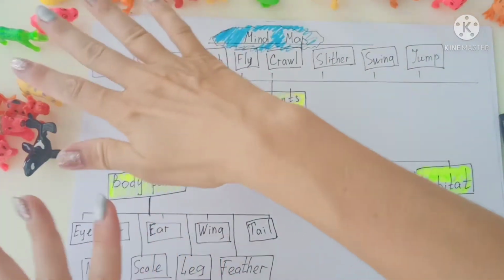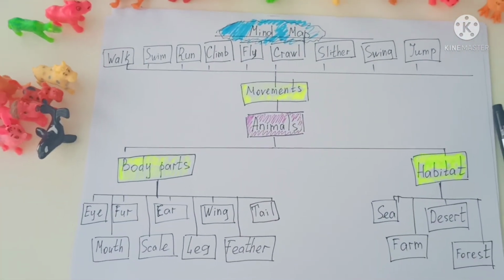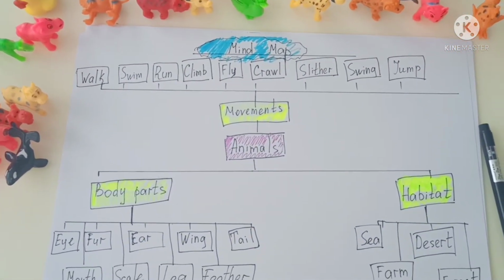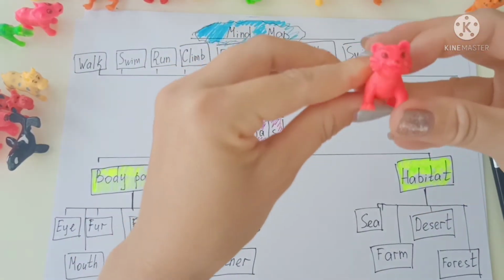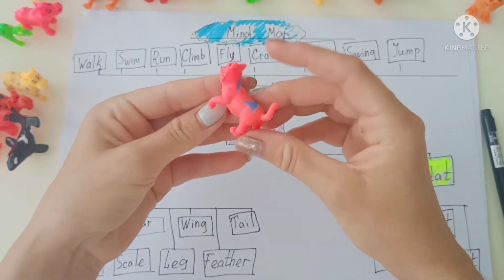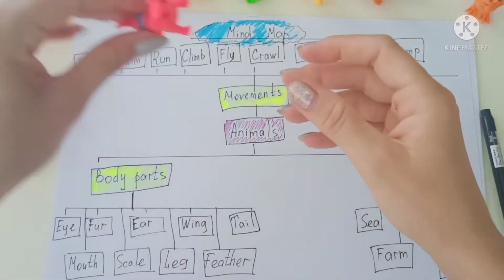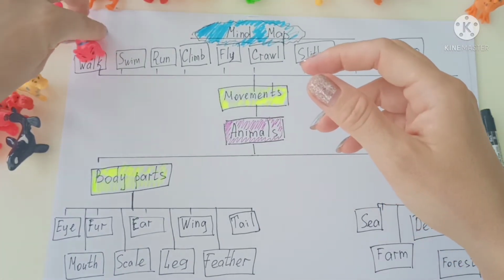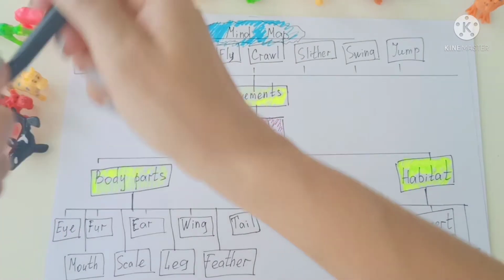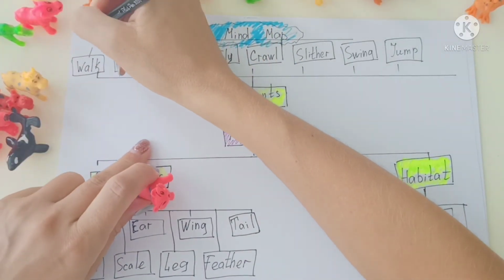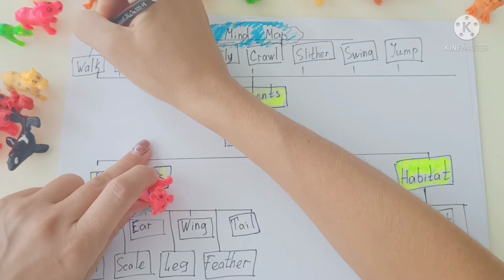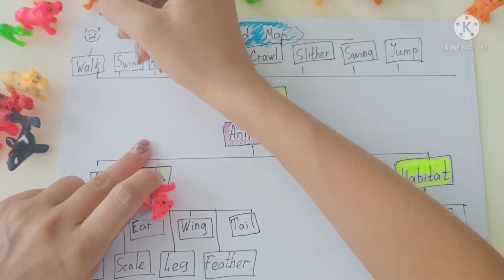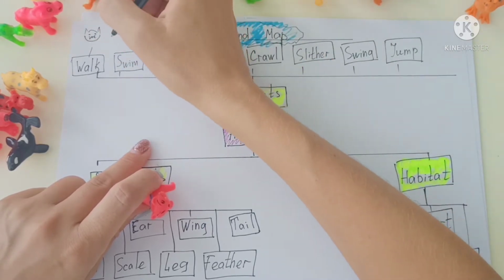So look at the animals that I have. Do you see them? For example, which animal can walk? What's this? It's a cat. Meow. Yeah, it can walk. So I can draw somebody who can walk. Cat can walk.